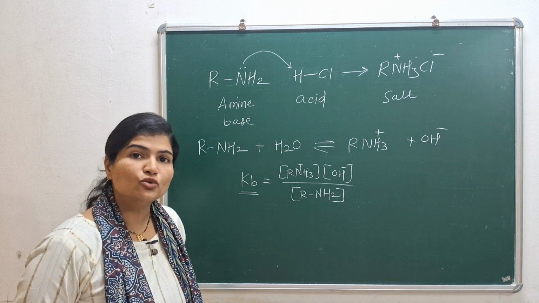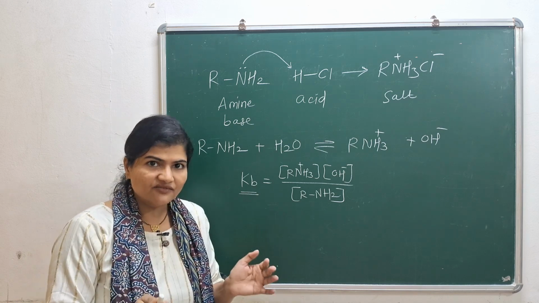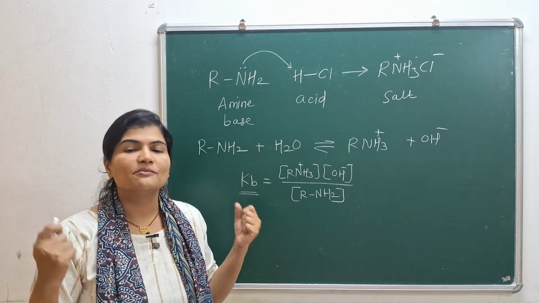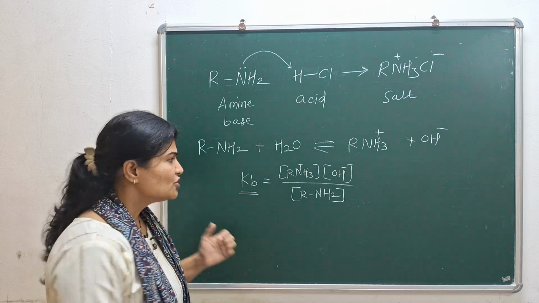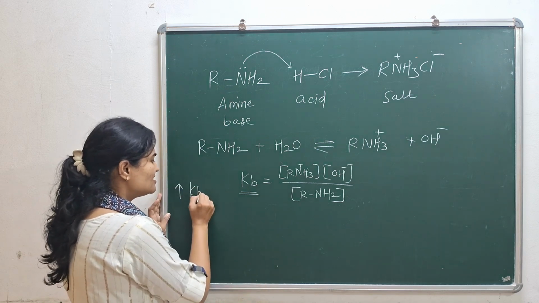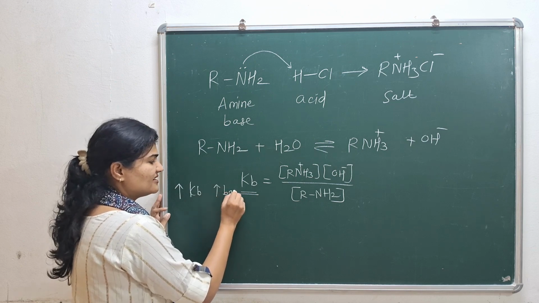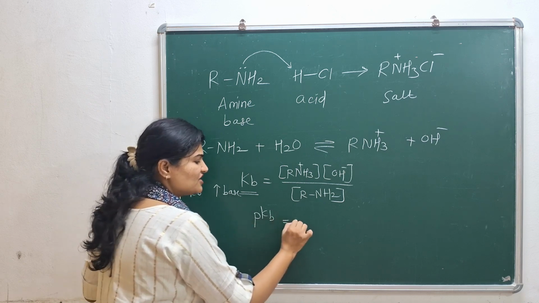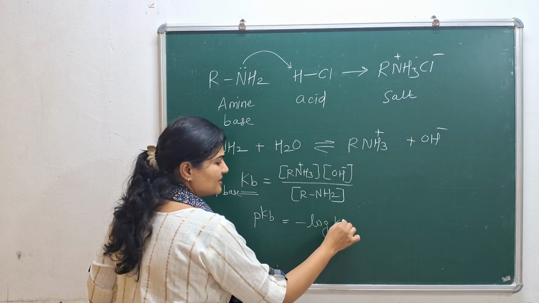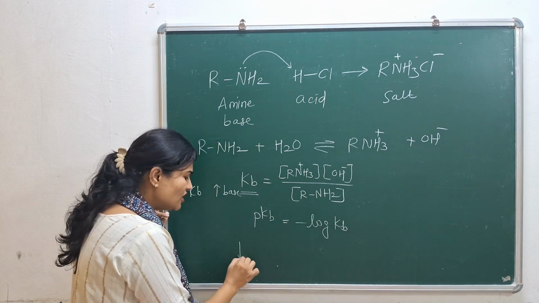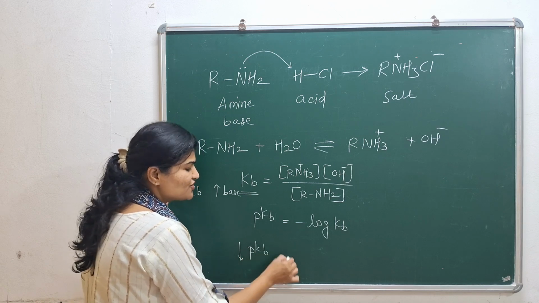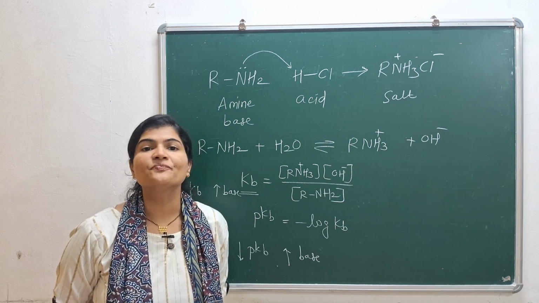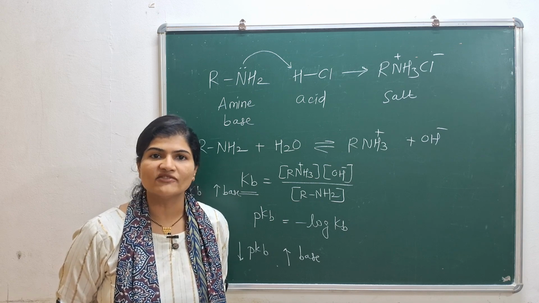So if I have two bases, the one with the higher Kb value will have better basicity, or the basic strength will be more. So the higher the Kb value, the stronger the base, right? But generally we don't use Kb values, we go with pKb, which is the negative log of Kb, and in that case the smaller the pKb value, the stronger the base. So this is how we interpret the relative strength of bases.